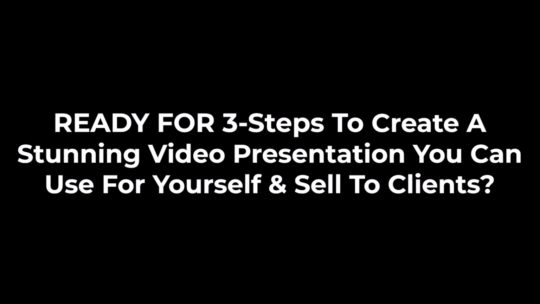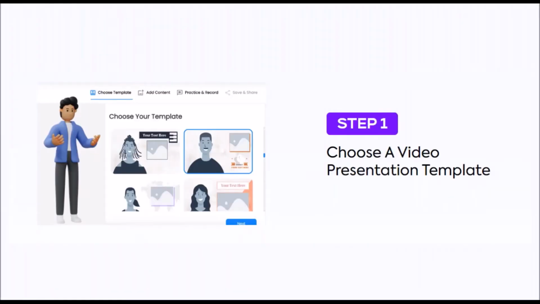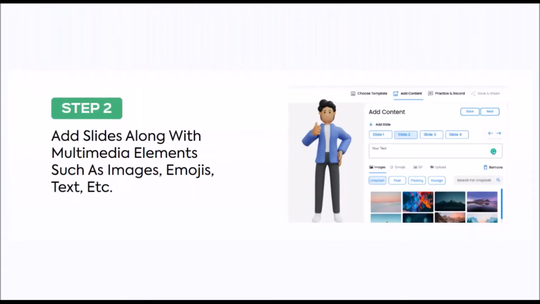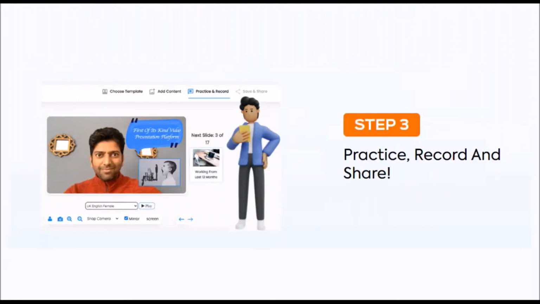Okay, so the steps are pretty straightforward. Step number 1, you're going to choose a video presentation template. Step number 2, you're going to adjust it. You're going to customize it by adding slides along with multimedia elements such as images, emojis, and text. And finally, step number 3, you're going to practice, record and share.